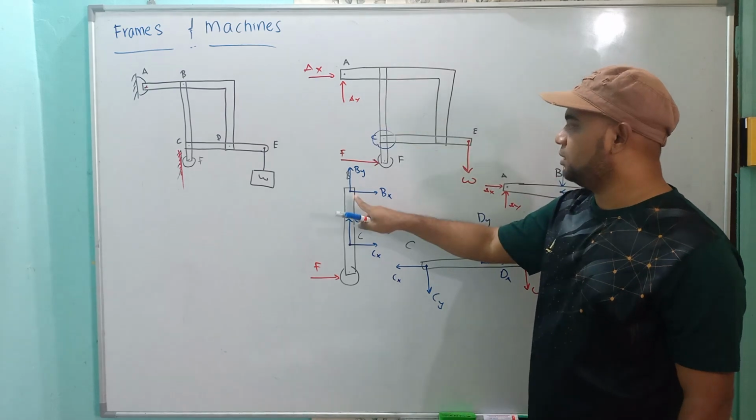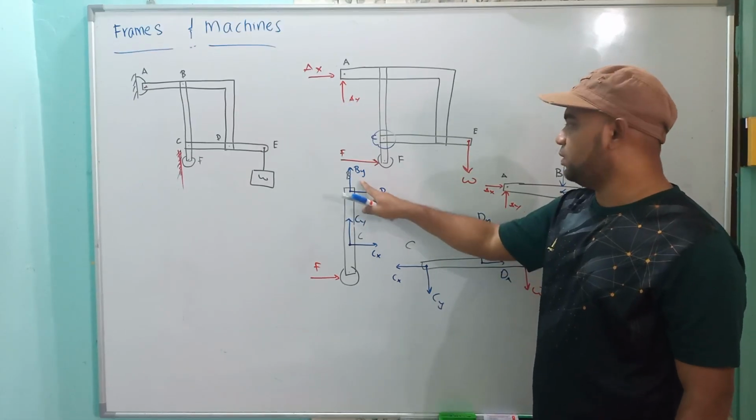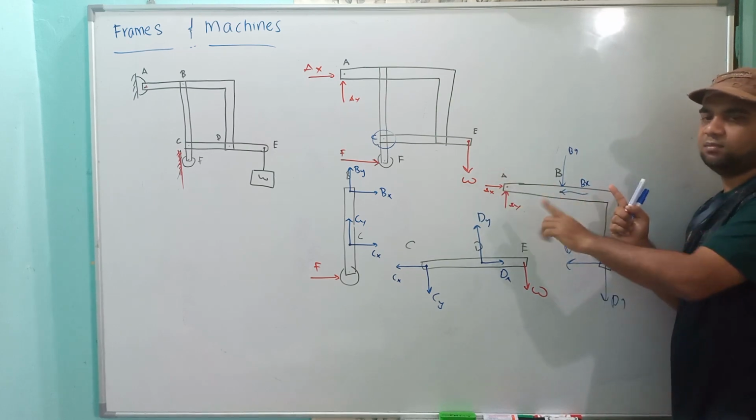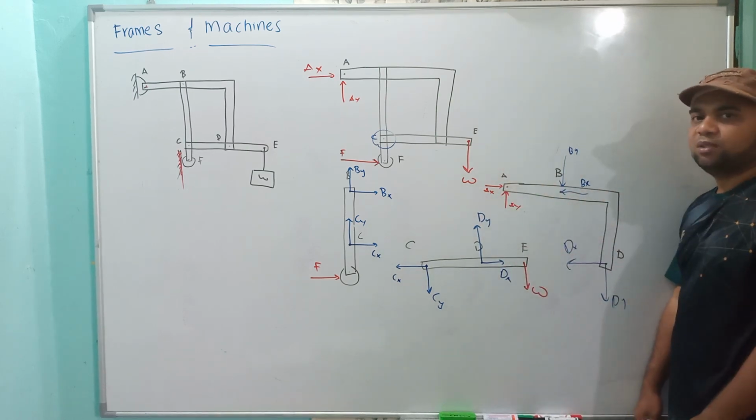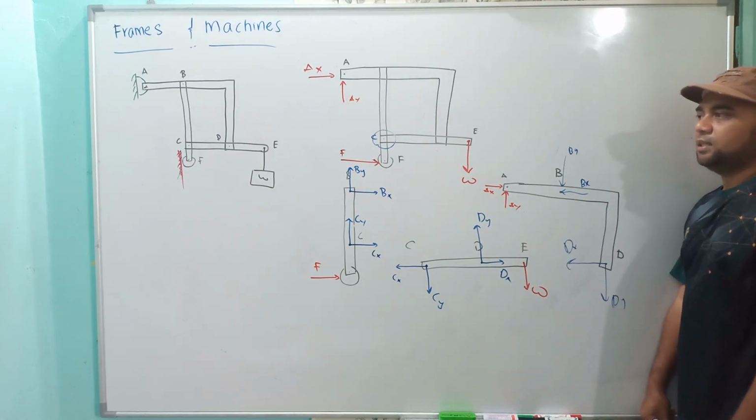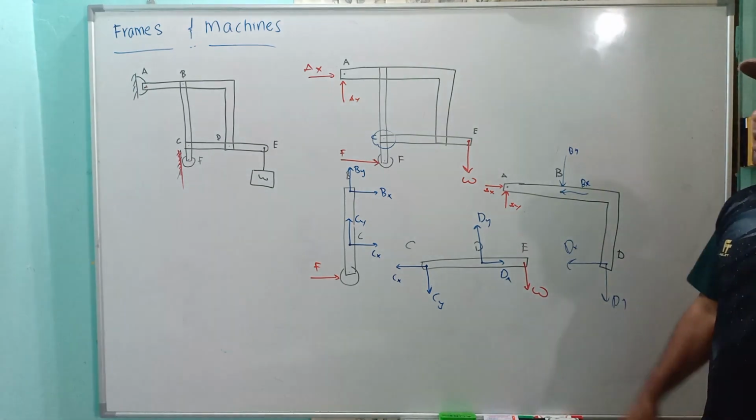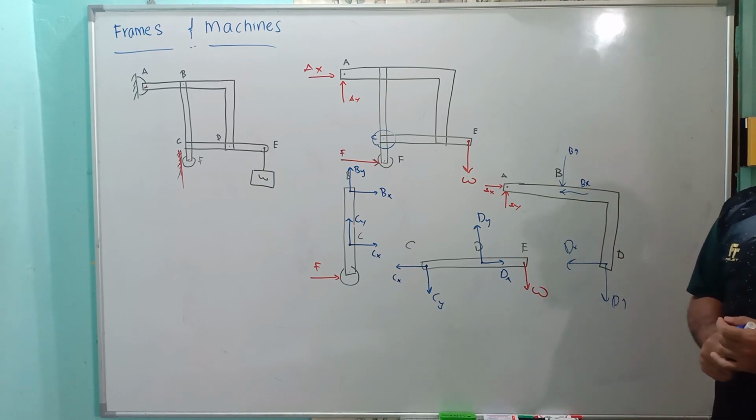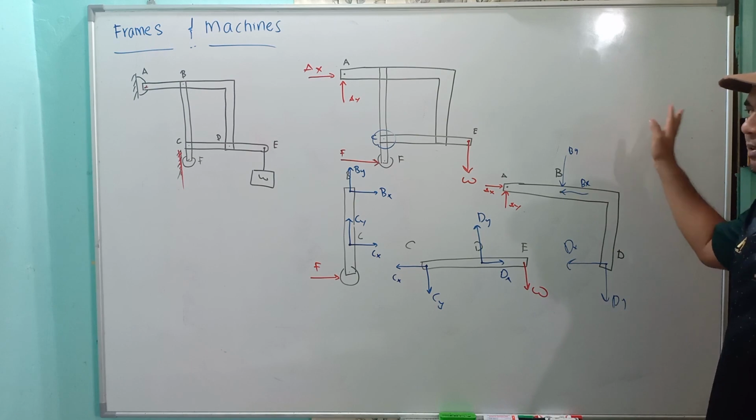This is a pin joint, so BY and BX. So this BY and BX must be in the opposite direction from the other points so that it will cancel out. So that's everything. You continue that one until the whole thing is finished. Okay, so that's how you draw the free body diagram for each and every part of a frame and machine. Okay, we look at the second example later.